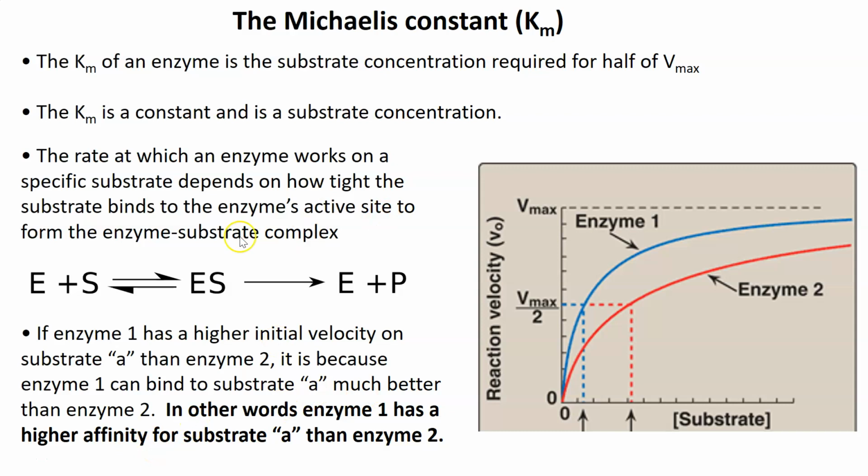So Km is defined as the substrate concentration required for half of Vmax, but it's more complex than that. It's a substrate concentration, and it demonstrates how tight the substrate binds to the active site. The smaller the Km, the tighter the affinity for substrate.